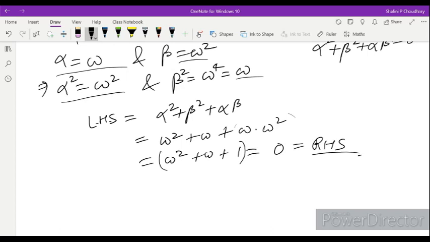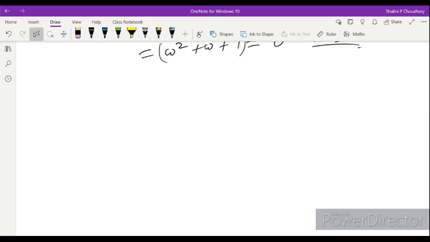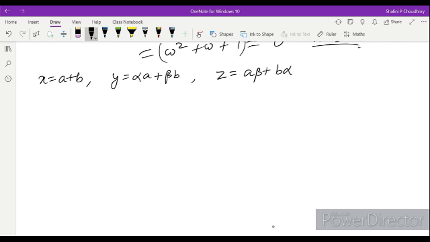And the question is, if x is equal to a plus b, y is equal to alpha a plus beta b, and z is equal to a beta plus b alpha, where alpha and beta are the complex cube roots of unity. It means alpha is equal to omega and beta is equal to omega square. Okay, we can write this. So what we have to show is that xyz is equal to a cube plus b cube.